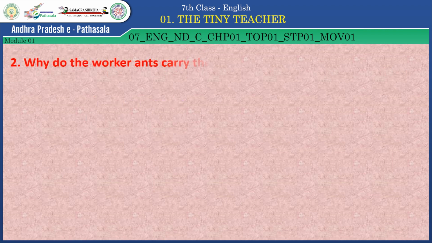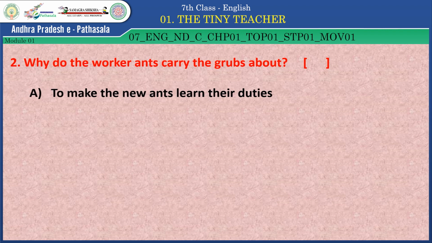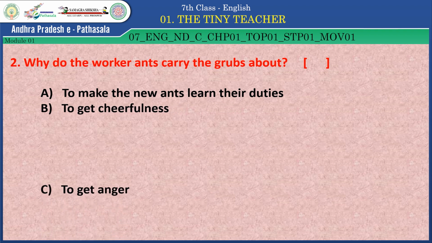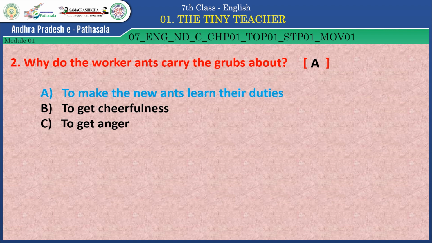Why do the worker ants carry the grubs about? Option A, to make the new ants learn their duties. B, to get cheerfulness. C, to get anger. Oh, nice! Children, you gave the correct answer. The answer is option A, to make the new ants learn their duties.